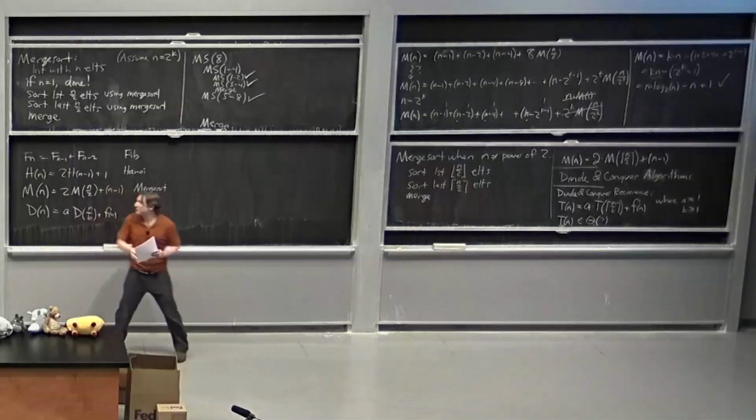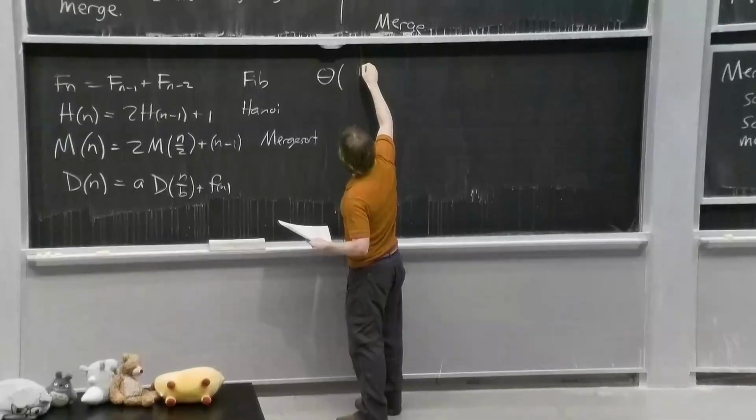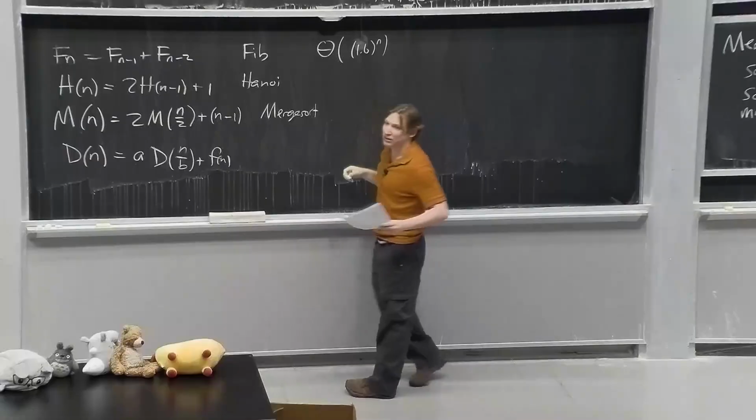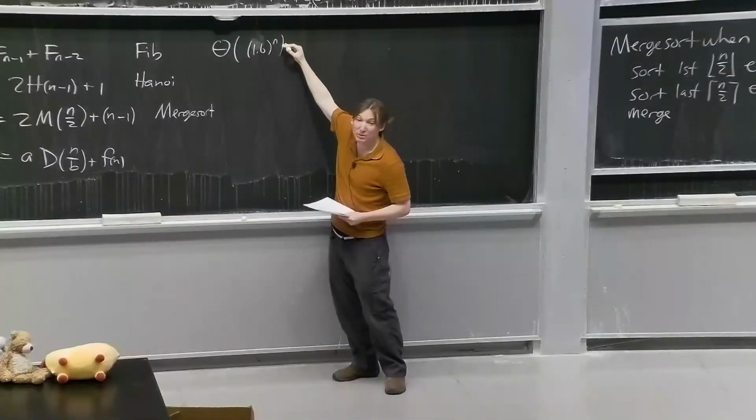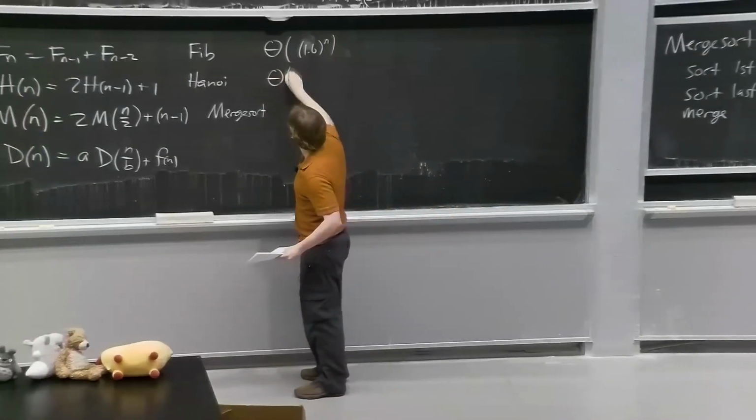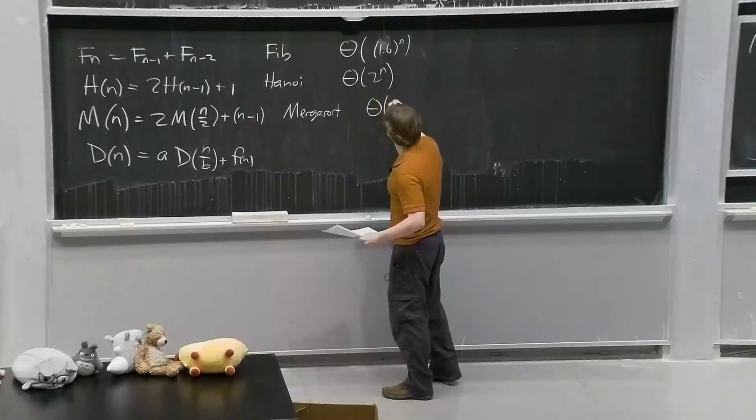And if we take a look at what formulas we got for these, Fibonacci was theta of about 1.6 to the n, that is, 1 plus root 5 all divided by 2, to the n. The Fibonacci numbers grow exponentially. The towers of Hanoi grow exponentially. Merge sort is very small, n log n.